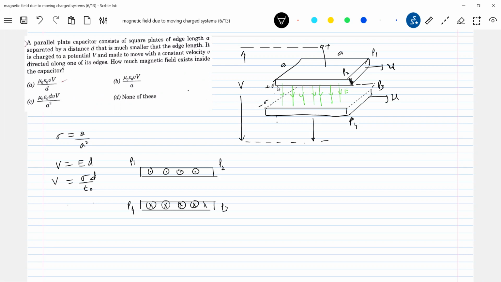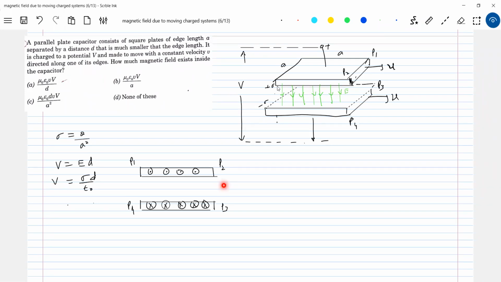This is about the current, because the charge which is present here, the positive charge, will be moving like this. Negative charge moving is opposite, so we assume a hypothetical positive charge moving towards left, and that will set up a current. So minus sigma here.